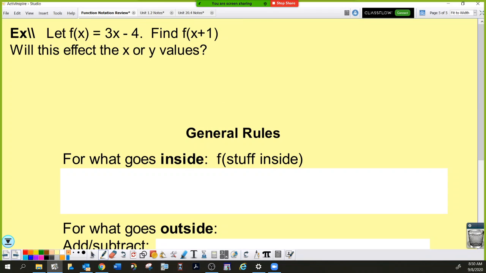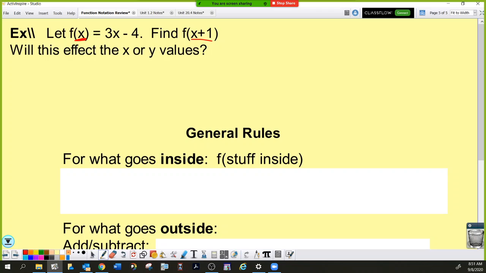Great. Let's do something a little bit harder. Something that the students struggle with on this homework that you have. I'm telling you f of x is 3x minus 4. That is a simple straight line. And I'm asking you to find f of x plus 1. Hopefully you can see that this area has been changed. Is this going to be an inside change or an outside change? Okay, this is happening inside the parentheses.